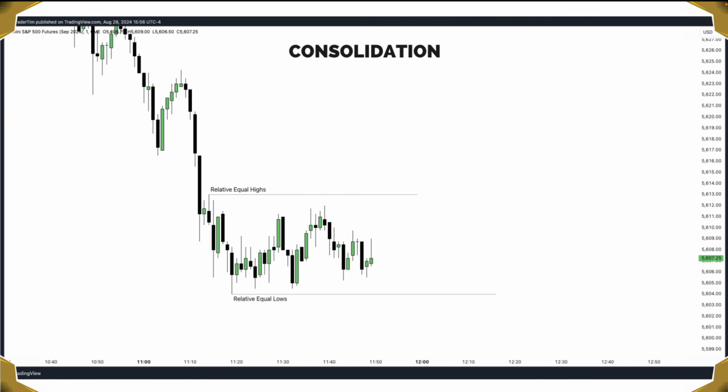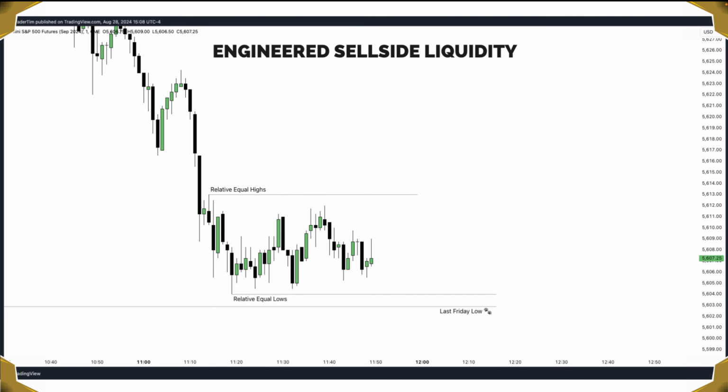And what is more important in relation to just looking at these 1-minute relative equal highs and relative equal lows? We have last Friday's low. See how the relative equal lows here in the 1-minute chart that we already established are falling just short of last Friday's low. I'm internalizing that as engineered sell-side liquidity. Now, is that some fancy word? No, that's just my way of understanding these liquidity pools. I am looking at that as the algorithm engineering or building that liquidity just to be returned to later.